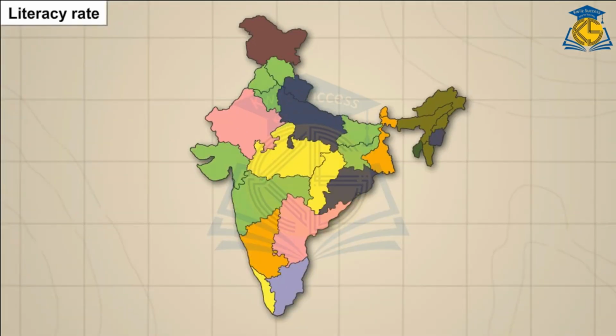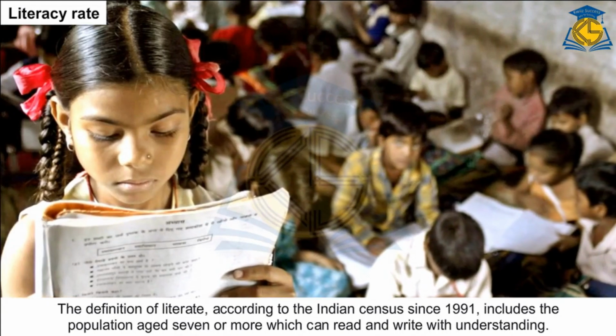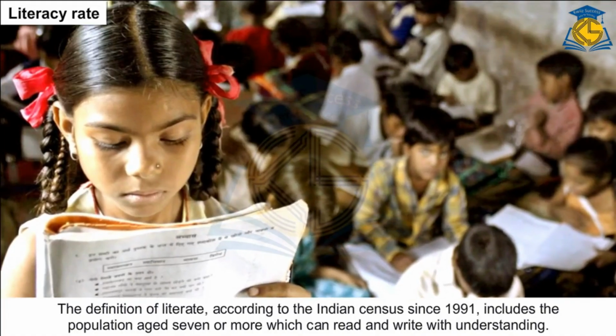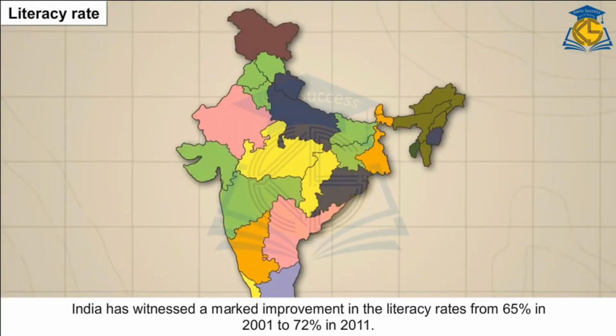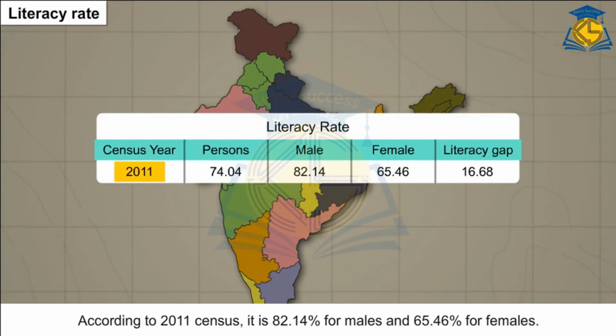Literacy rate. The definition of literate according to the Indian census since 1991 includes the population aged 7 or more, which can read and write with understanding. India has witnessed a marked improvement in the literacy rates from 65% in 2001 to 72% in 2011. According to the 2011 census, it is 82.14% for males and 65.46% for females.